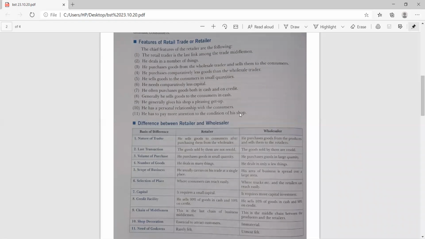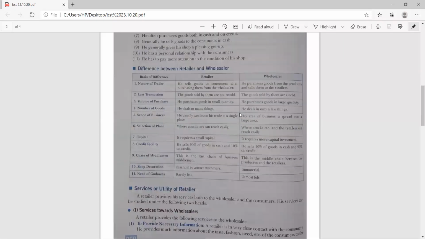The retailer keeps an eye on the shop, that the management of the shop should be very fine, so that the customer gets attracted to the articles displayed there. So now the difference between the wholesaler and retailer is given to us. Don't forget, I'm telling you again and again, now you are in 11th class.